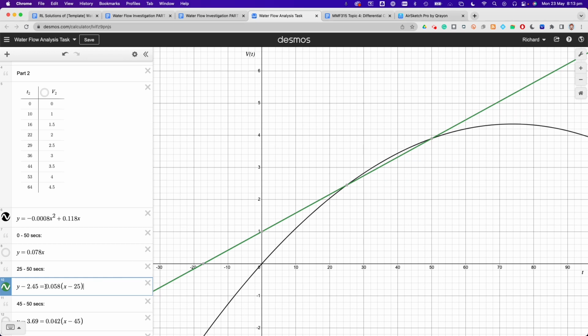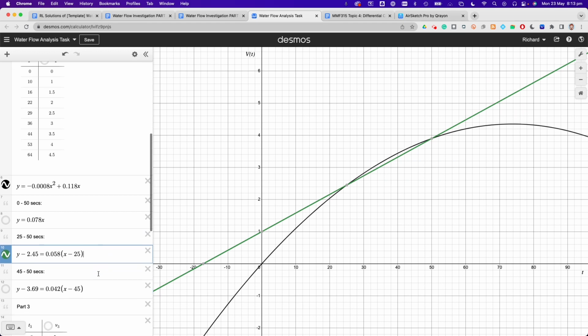And so the flow rate, or the gradient, was 0.058. So it's changed from 0.078 to 0.058. And you might notice here that the way I've got the straight line, or the secant, drawn is simply by putting into y minus y1 equals m times x minus x1, that particular notation, the point gradient form, to get that straight line. Nice and easy.